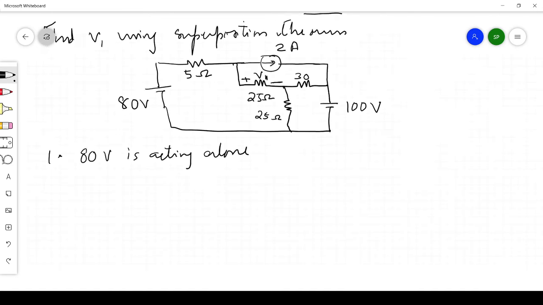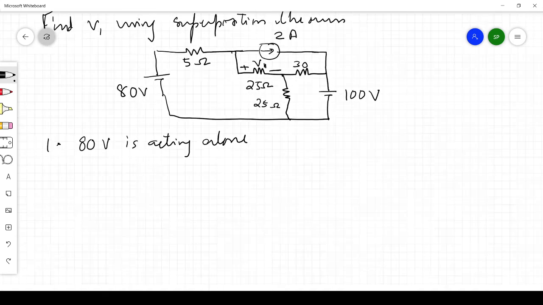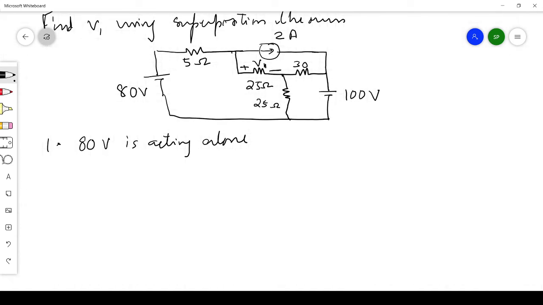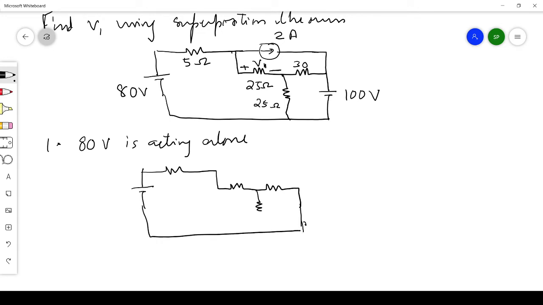So when 80 volt is acting alone, we have to remove the 2 ampere and this 100 volt. The 2 ampere we remove by open circuit, and the 100 volt we remove by short circuit. So this one will be getting this 100, we are just removing that. Okay, so this is the diagram.